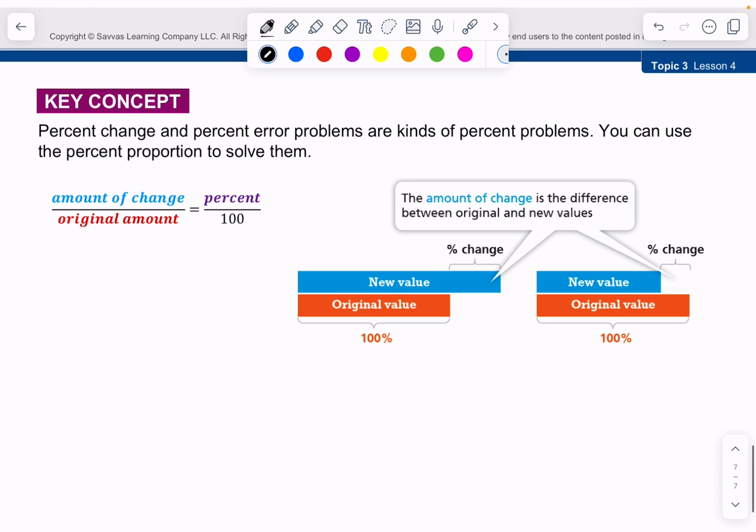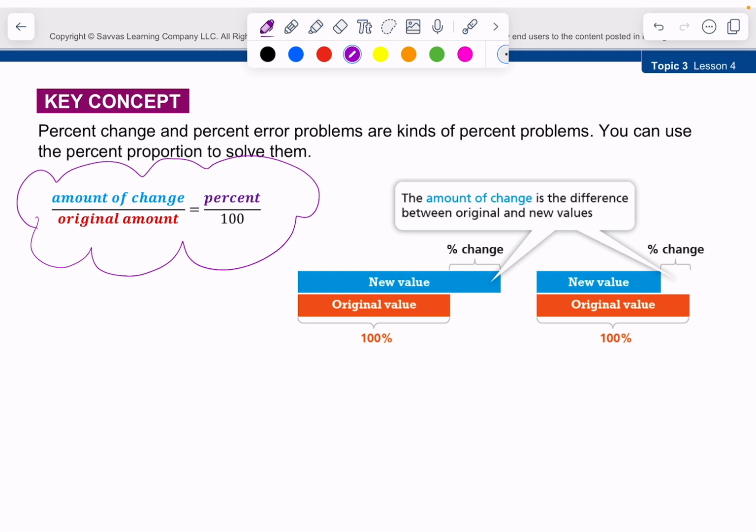So to summarize, when we're talking about percent of change, we're tweaking that percent proportion. So the part is now the amount of change between two values. The whole is always the original value or the original amount. And that's going to be equal to the percent over 100. And so your percent could be a percent of increase, meaning your value goes up, or it could be a percent decrease, which means it goes down, okay?